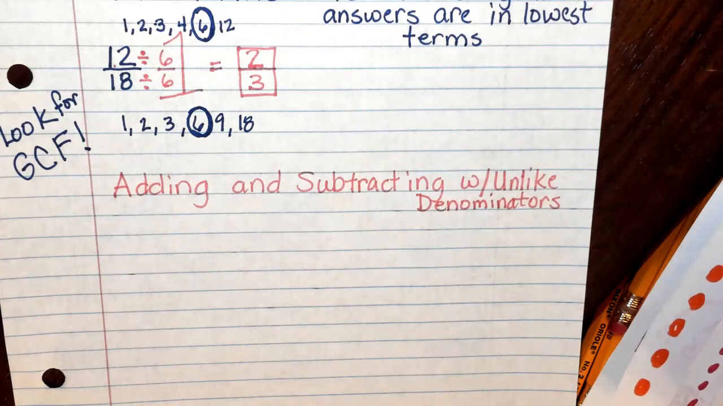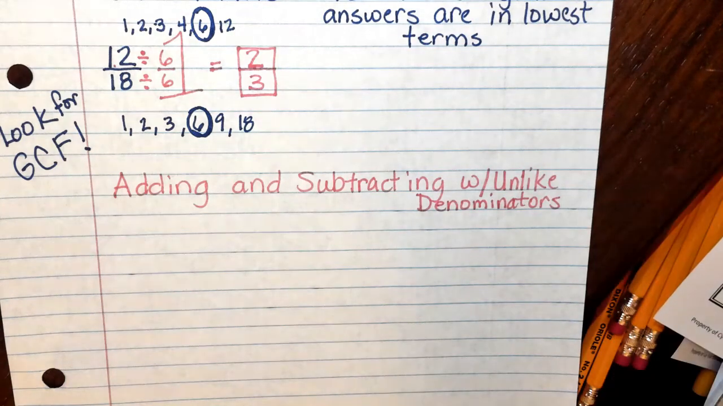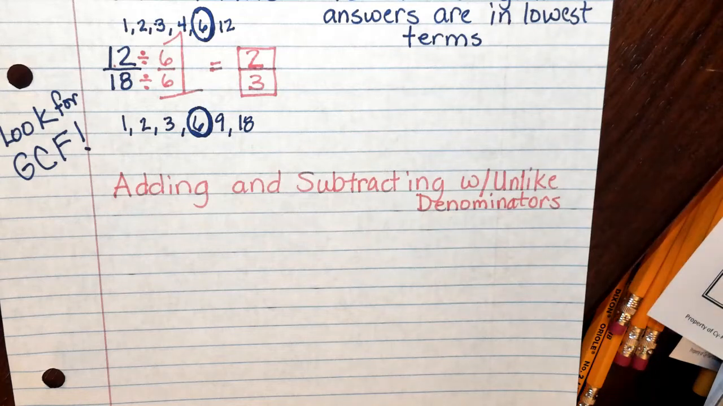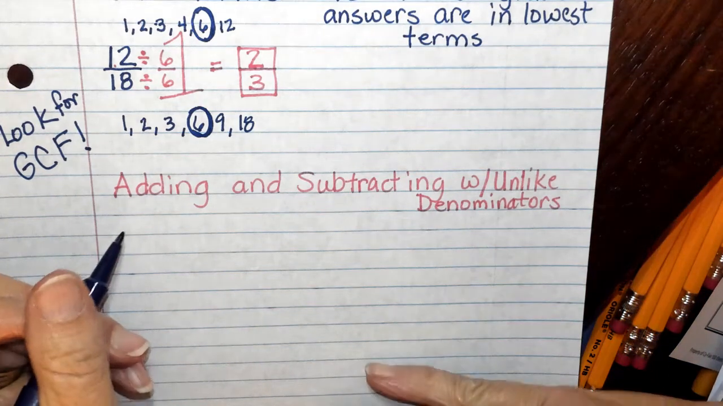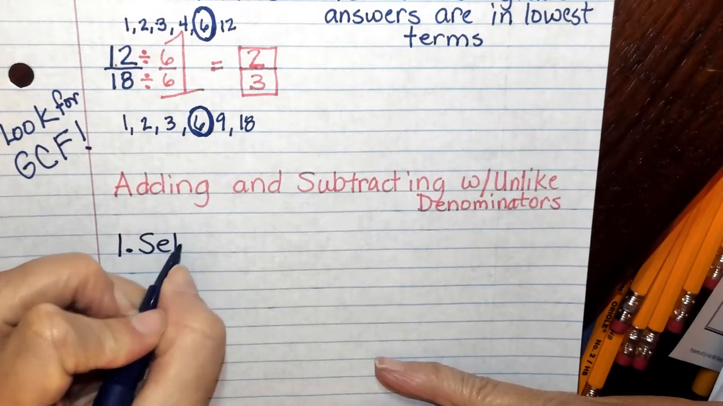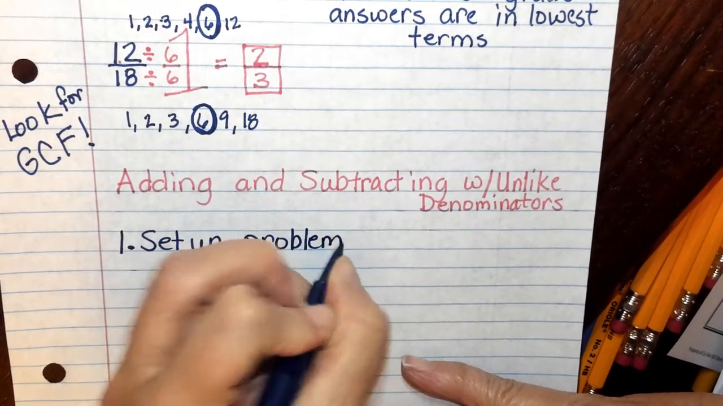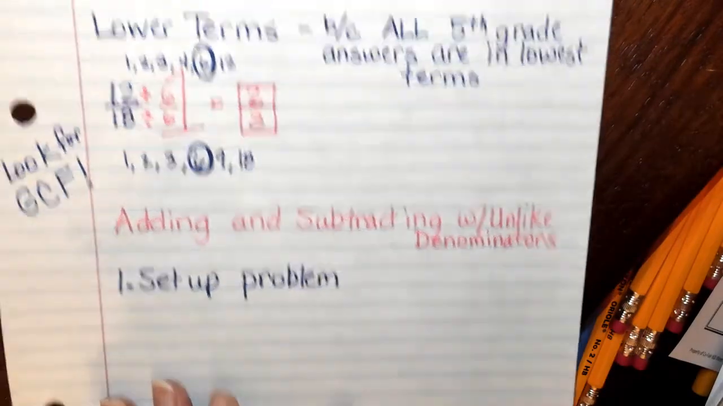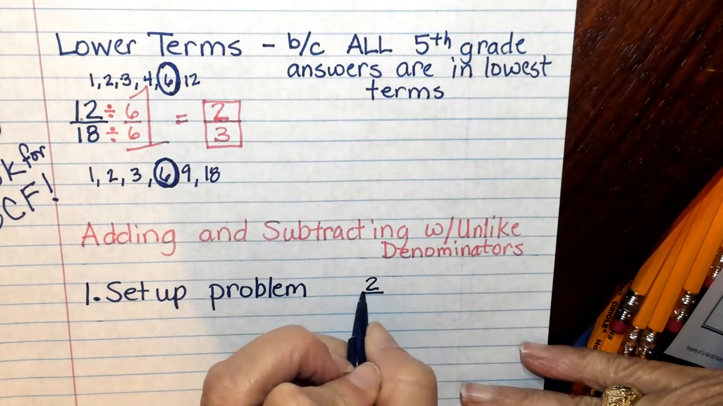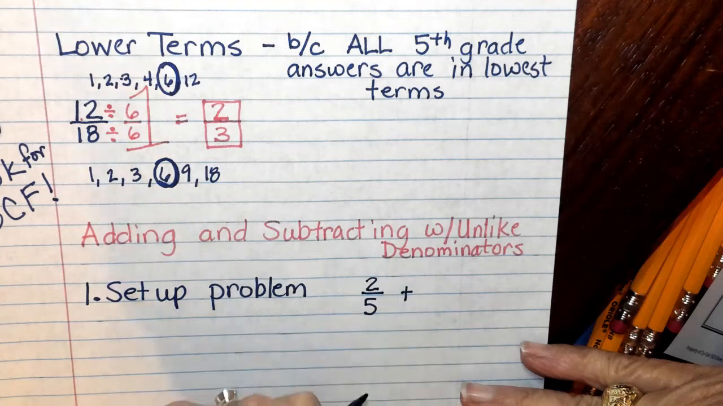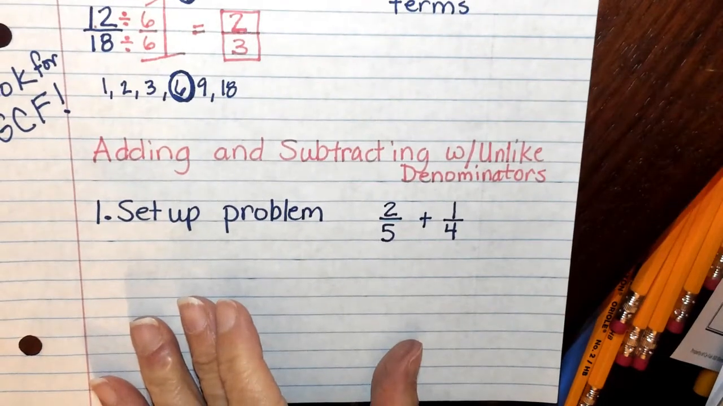And that's where I find a checklist is going to be helpful. So if you'll write down these 4 steps with me, when we're adding today, we can use these steps to help guide us. Step number 1 is to set up the problem. So if we're talking about putting together 2 fractions, let's say we have 2/5 and we want to put that together with 1/4. I just set up my problem.